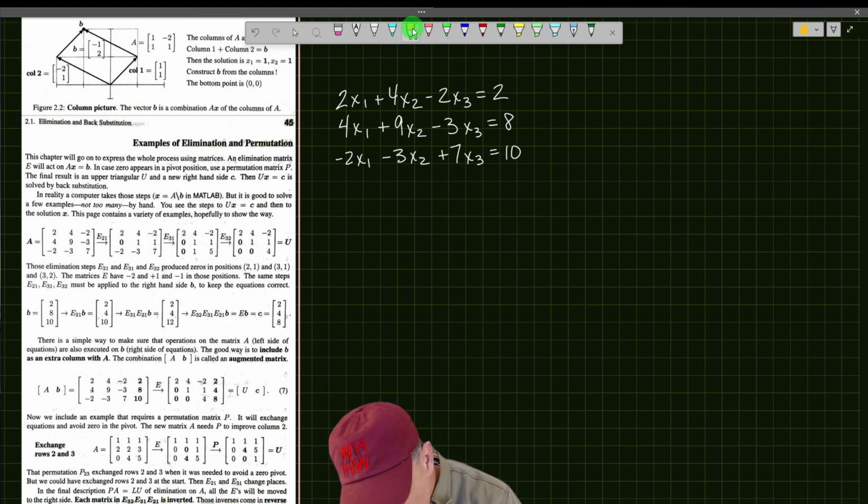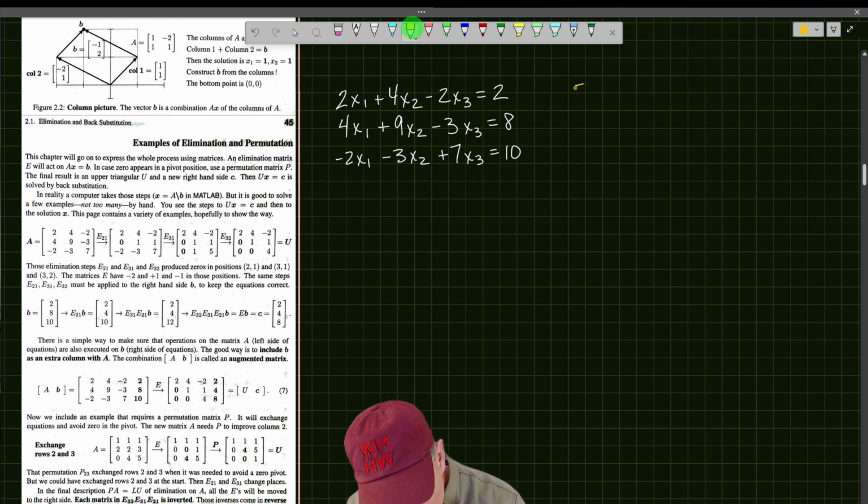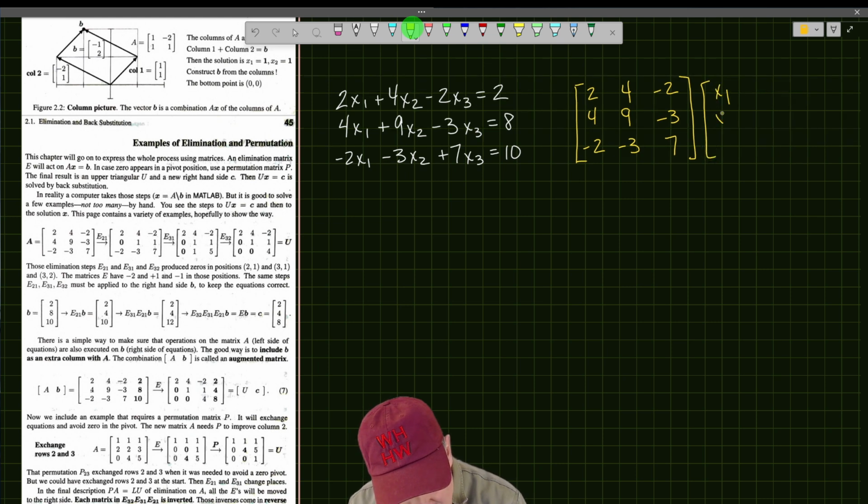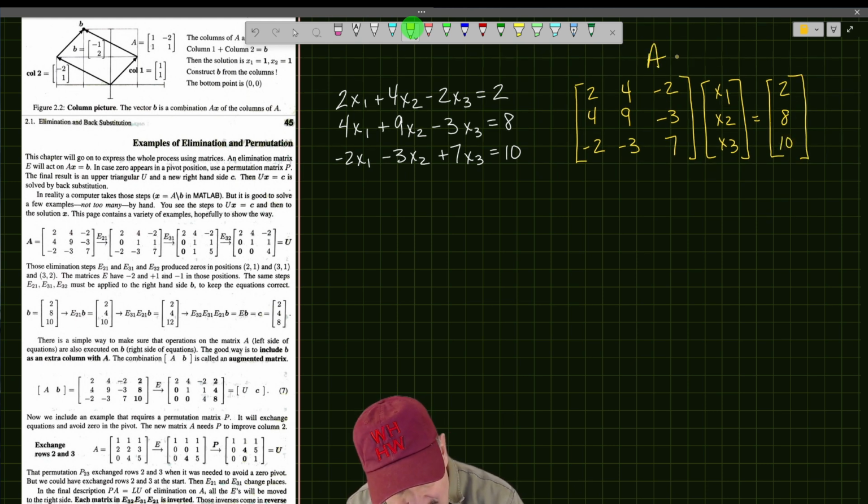What we're going to do, first things first, is write this in matrix vector form. So we want to be very comfortable with that. This is a 2, 4, negative 2, and a 4, 9, negative 3, and then a negative 2, negative 3, 7. That's multiplied times the vector of unknowns, x1, x2, x3, and that's equal to the right-hand side, which is 2, 8, 10.